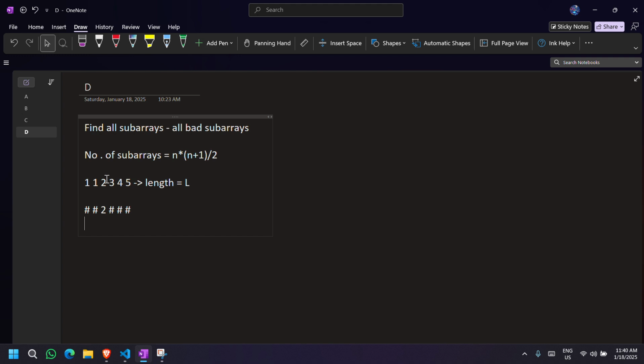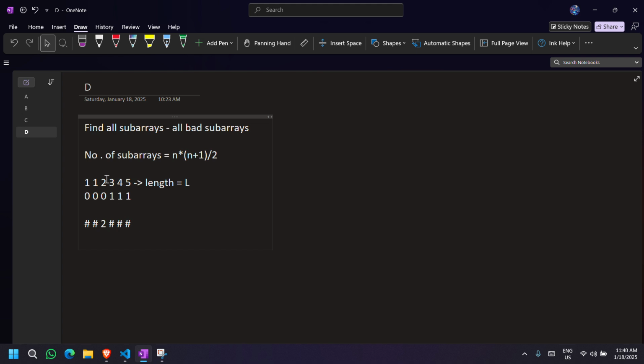Now how to deal with this? Let's suppose I am currently working on number 2. What you do is replace this array: all the elements whose value is less than or equal to 2, replace with 0. Replace 1 with 0 because it is less than 2, and replace 2 with 0 also, and 1 1 and 1. All the elements which are greater than 2, replace with 1.